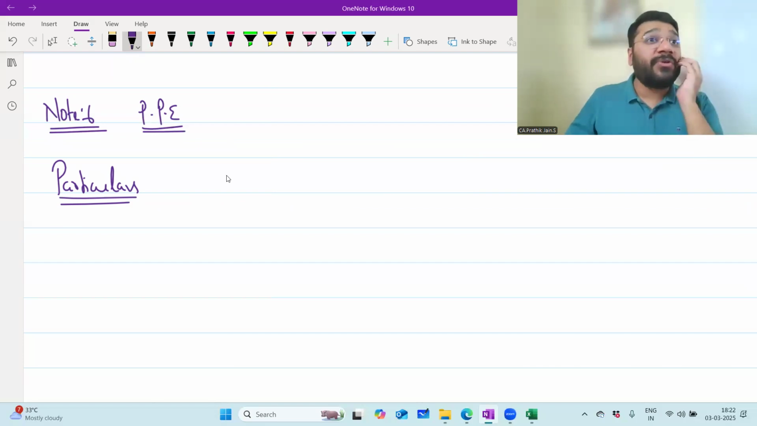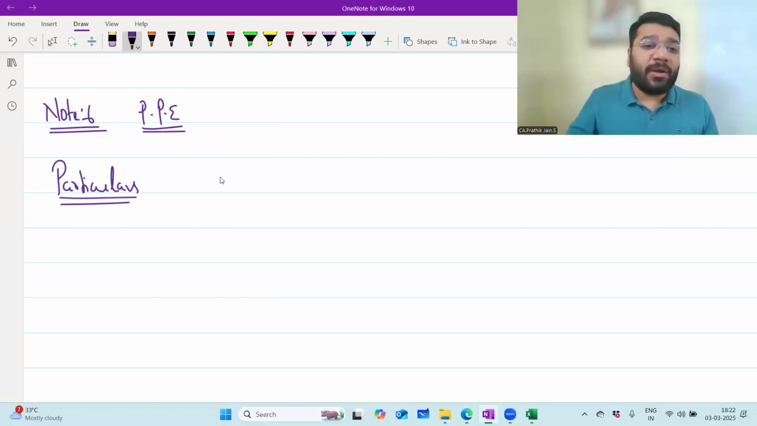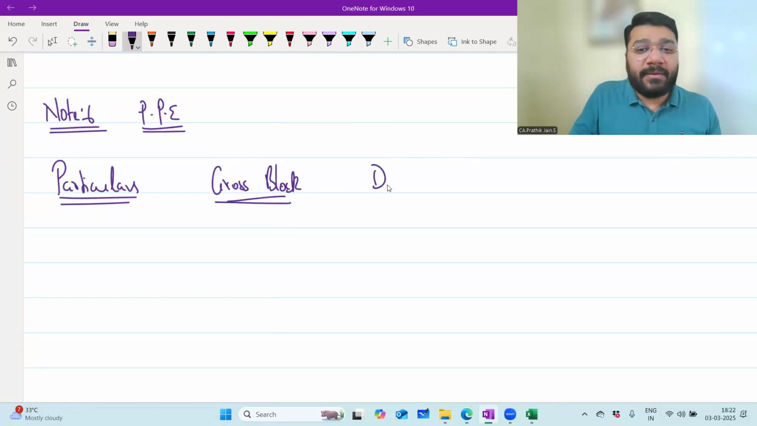Now here, from an examination perspective, what you're supposed to do, I'll tell you. Here there is no addition, no deletion, so multiple columns are not required. Only one single column you'll record for gross block. Then accumulated depreciation.